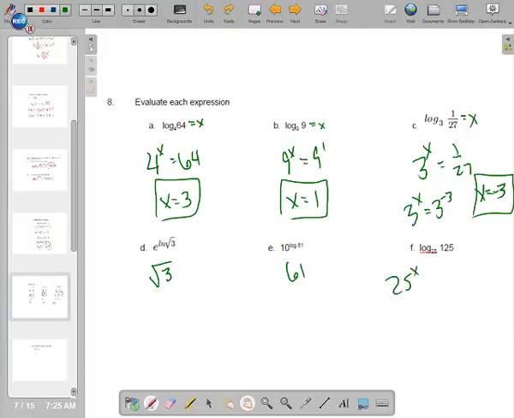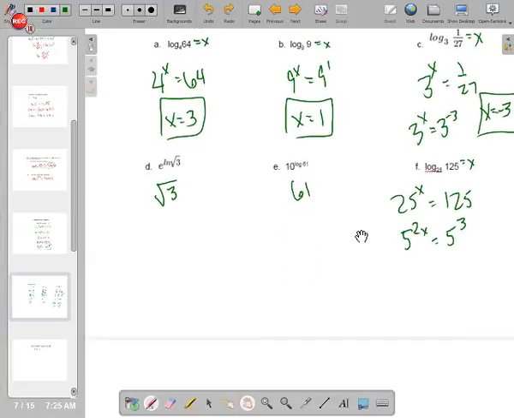Last one, 25 to the x equals 125. When you have these numbers, if they're both powers of 5, you can rewrite it. This is 5 squared, and this is 5 cubed. And now you can see that if they have the same base, if I took the base 5 logarithm of both sides, I would get 2x equals 3, so x equals 3 halves.